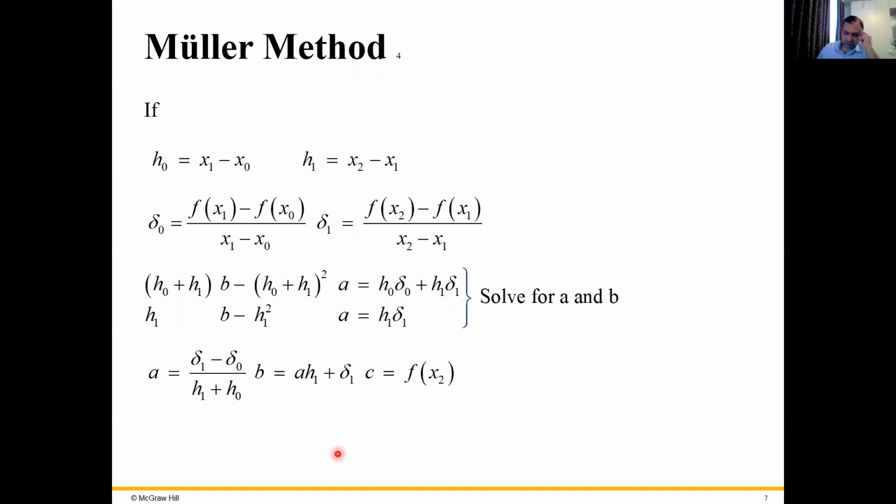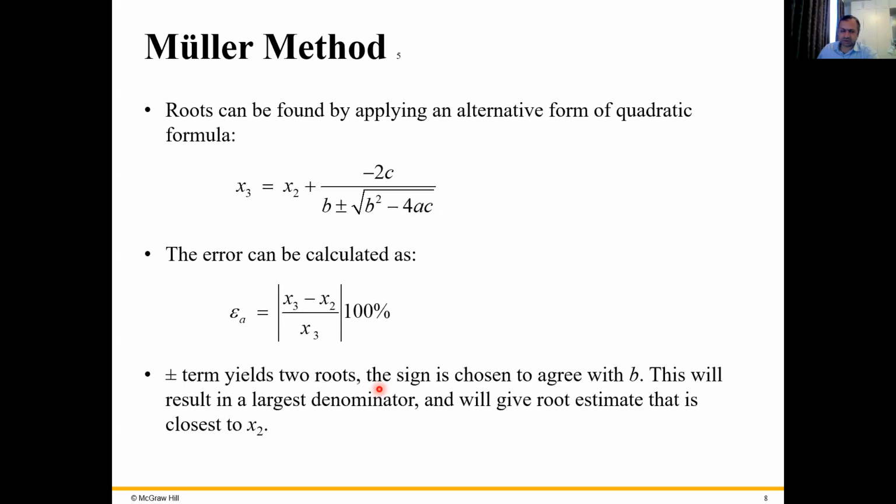But in the end, what you need to remember is that we need to find the values of A, B, and C. Okay, so A will be equal to this equation, B is equal to this equation, and C will be equal to this equation. Once we have the values of A, B, and C, you can calculate the value of the next approximation x3 by using this equation, which comes from the quadratic equation.